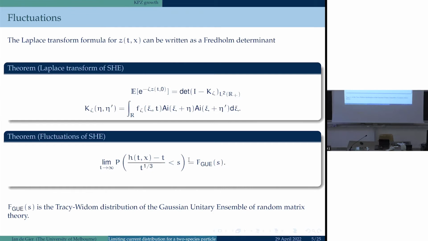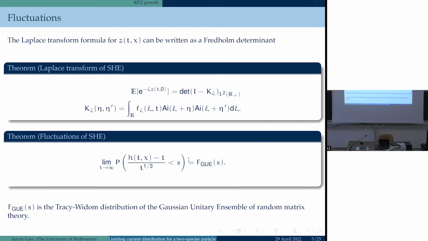If you take the moment generating function of that function z, say at the origin as a function of time, then the expectation value of that moment generating function can be written as a Fredholm determinant with an Airy kernel. So the Airy kernel basically looks like this. There's a product of Airy functions inside, and then some function f depending on the specific type of objects that you study.